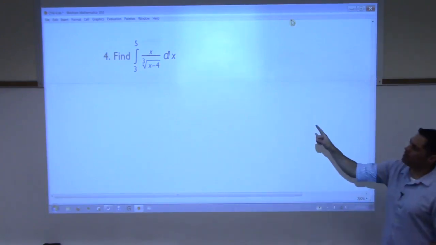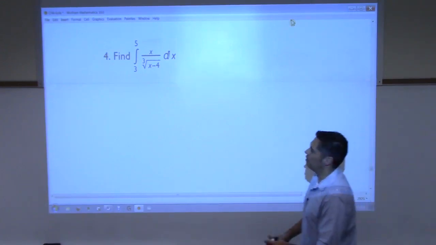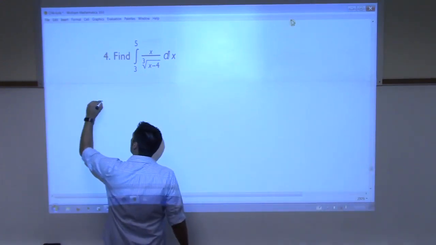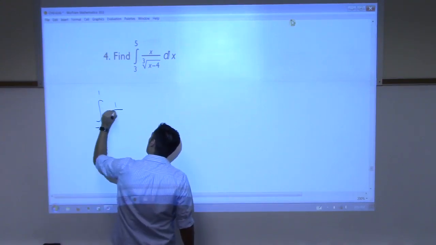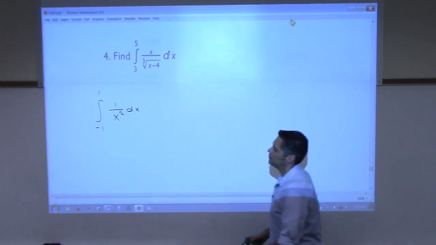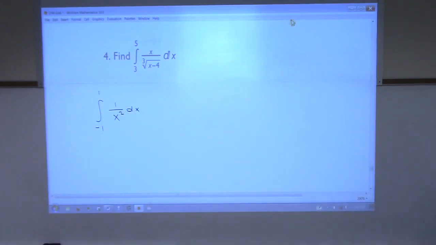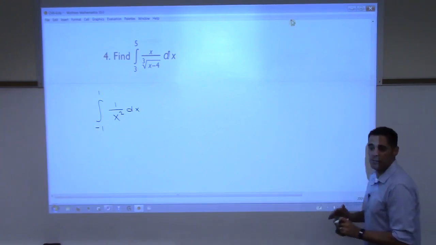Now look, before we do this one, let me do one that's going to be a lot quicker. How about this integral? Integral from, let's say, -1 to 1 of 1 over x squared dx. So I'm going to show you a mistake. I don't like showing mistakes, but I'm going to show you a mistake.